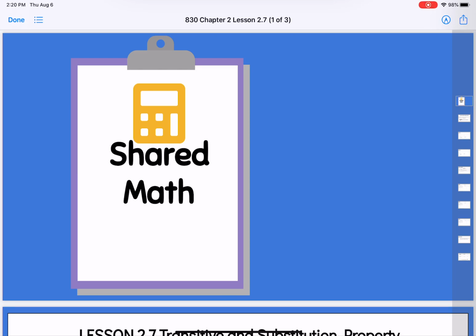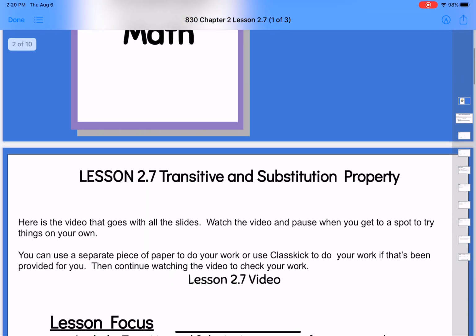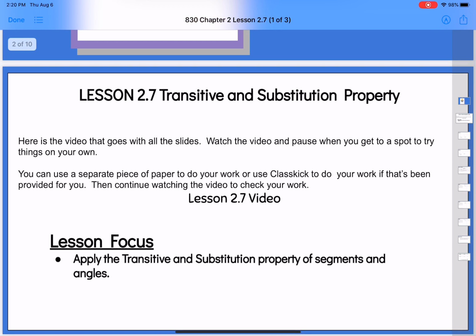All right, lesson 2.7 for geometry. We're going to learn two new properties. This will wrap up our properties lessons here. One of them is called the transitive property, and the other one is called the substitution property. Both fairly logical. I think one will be brand new to you, and one you might have recognized from other things that you have done before. So that's our goal, is to really learn those transitive and substitution properties.